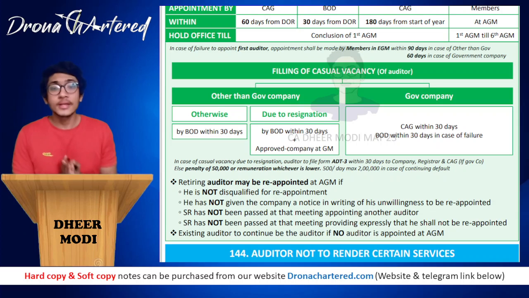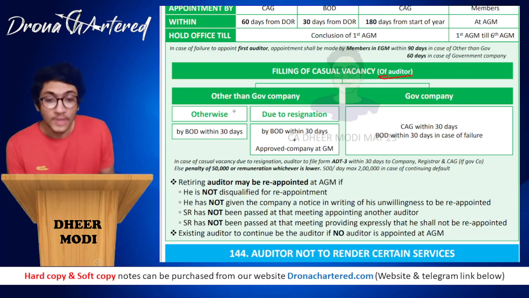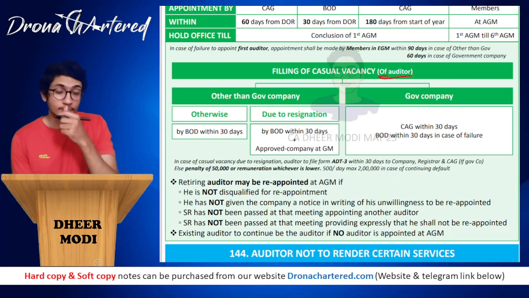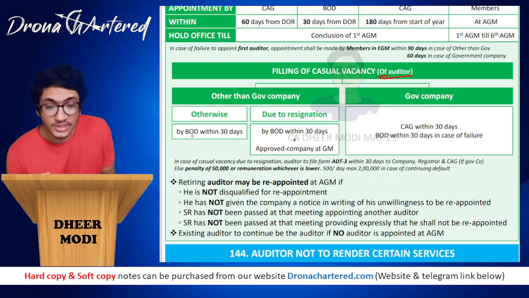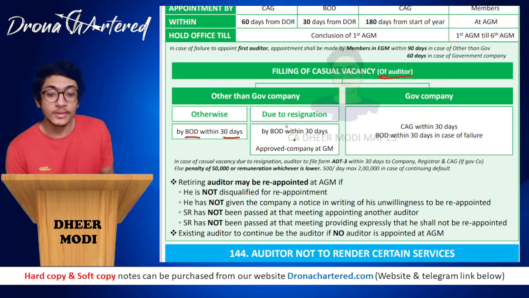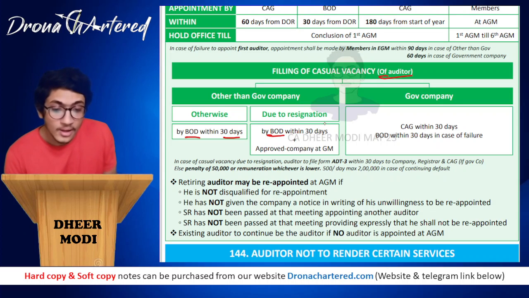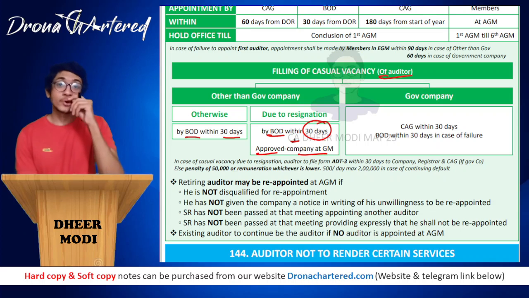if there is a vacancy existing for reasons, in such a case, casual vacancy of auditor. So if it is other than a government company, in such a case it will be filled by BOD within 30 days. However, if this casual vacancy is due to resignation, it will be filled by BOD within 30 days. Plus, it will be approved by the company at the general meeting.